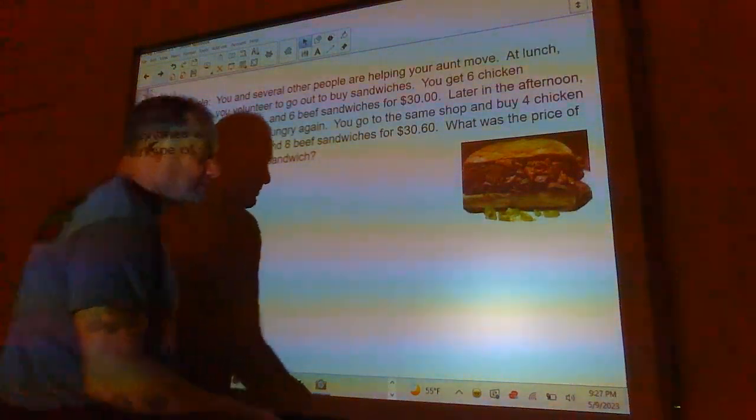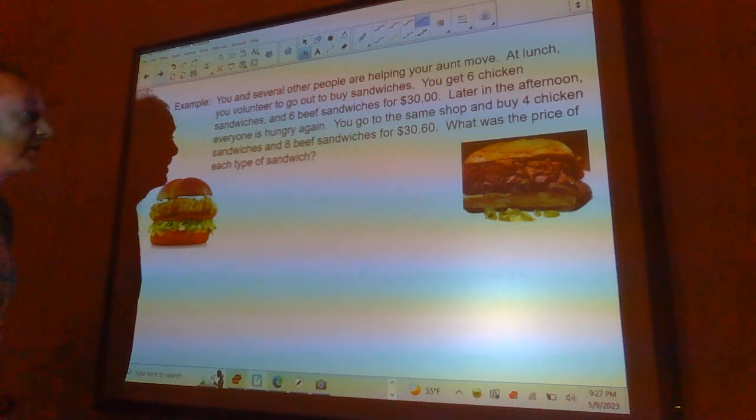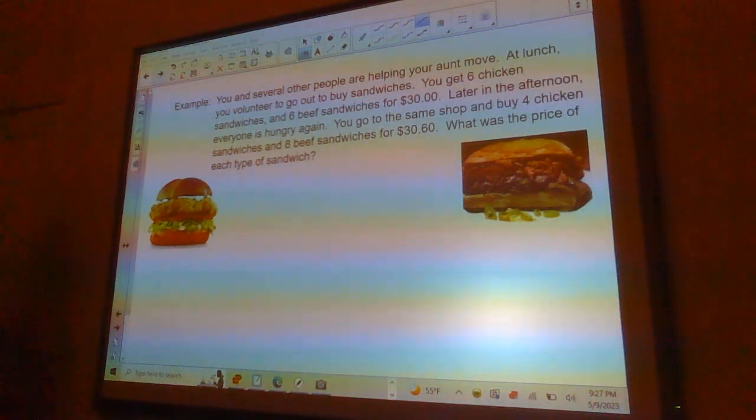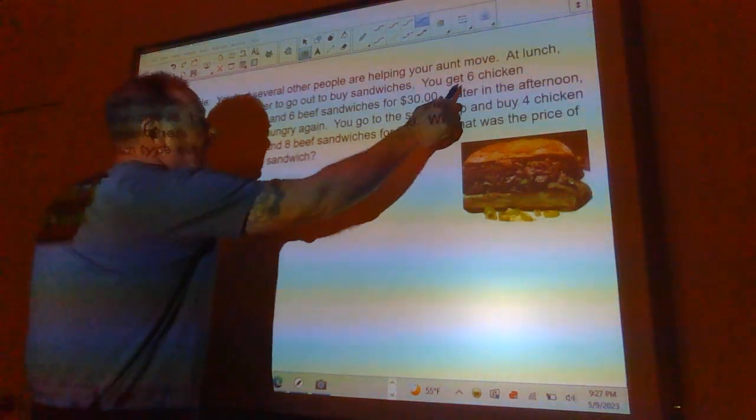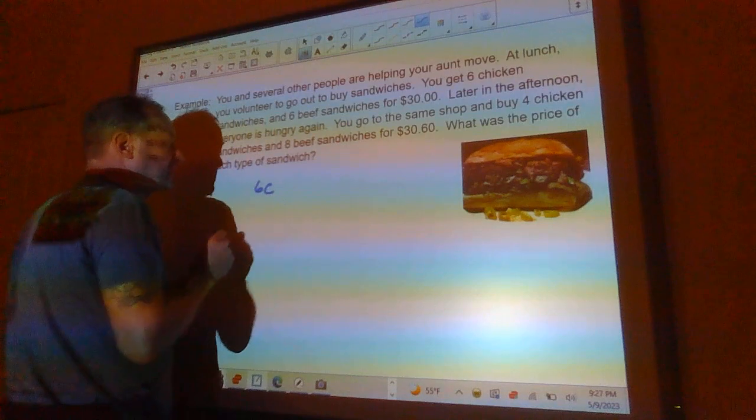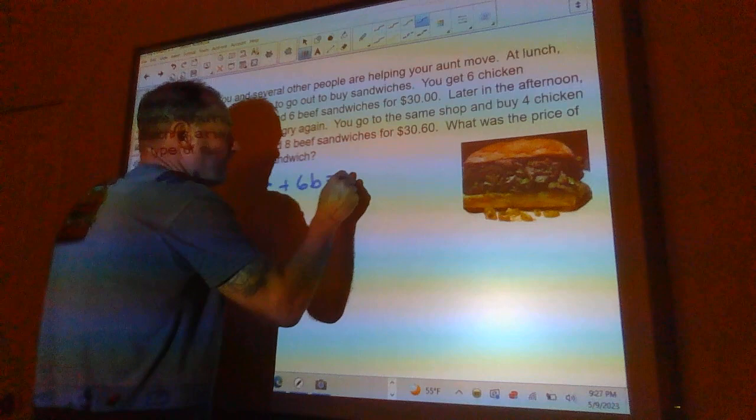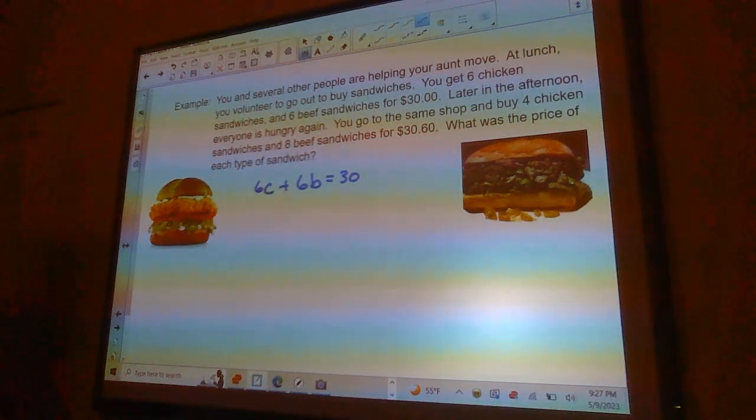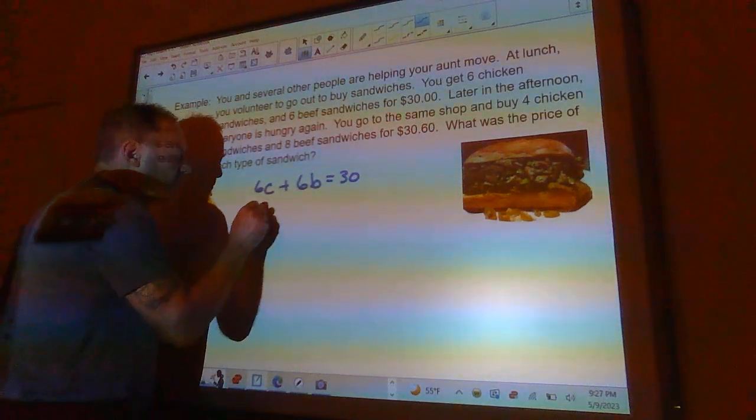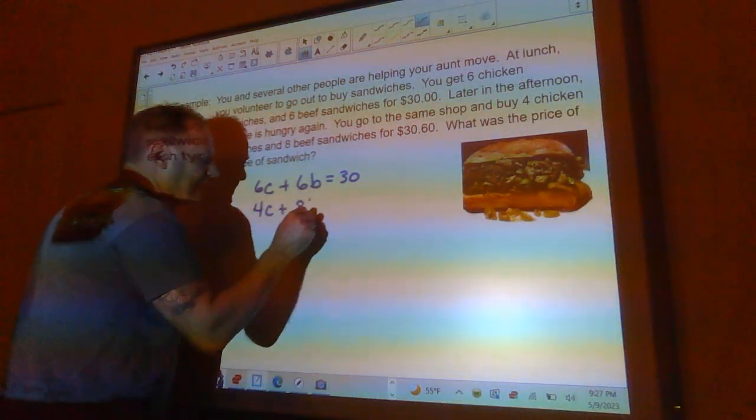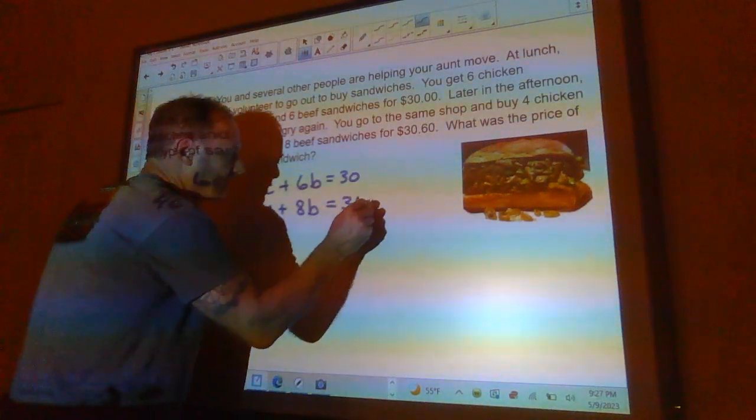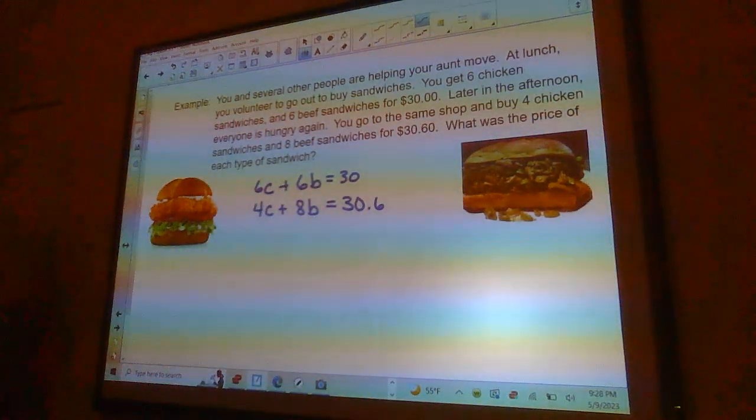Okay, so we need to set this problem up. First thing we're going to do is label the chicken sandwiches C and the beef sandwiches B. We're going to get 6 chicken sandwiches, so 6C plus 6 beef sandwiches, and that's going to equal $30. So there's our first equation. The next one, we buy 4 chicken sandwiches and 8 beef sandwiches, and this time it costs us $30.60. So we've set up the problem.